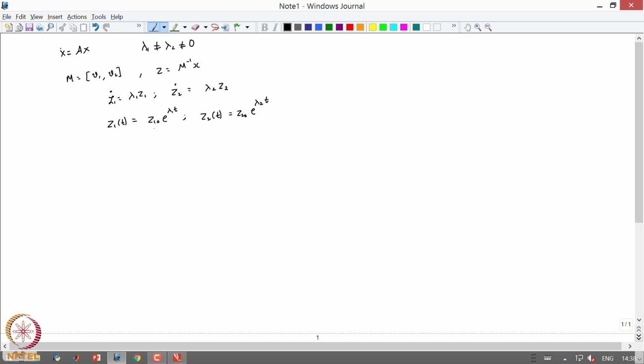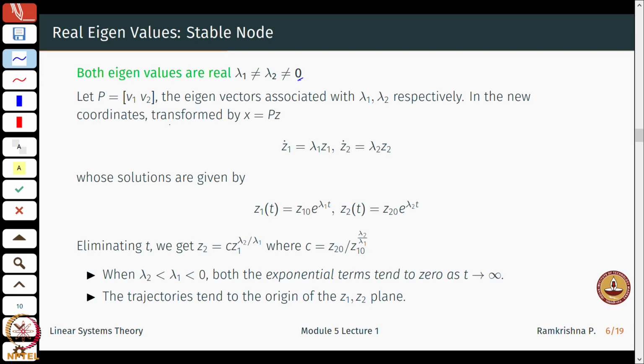Now, depending on the values of lambda, whether they are greater or less than 0, these solutions will either increase exponentially or will decrease exponentially and tend to the origin. Okay. So, back to here. So, this is what we have now, right. The solutions in the diagonal form are just given by this. Now, I can just eliminate t to write my equations of this form. This is a little straightforward to check also.